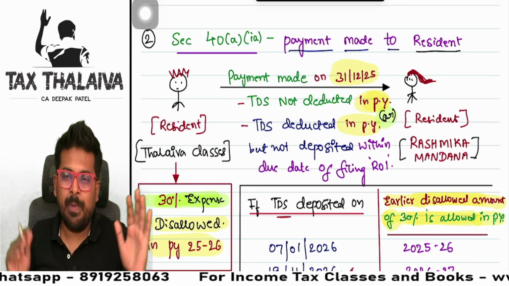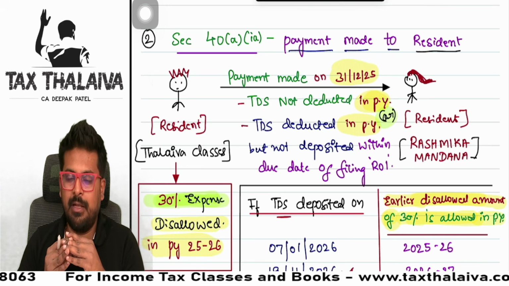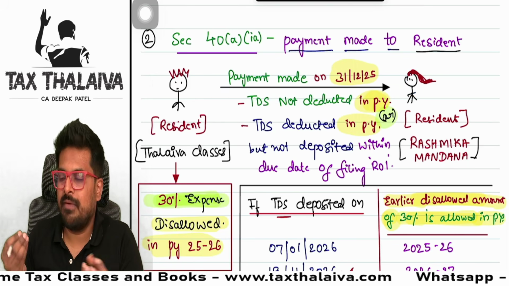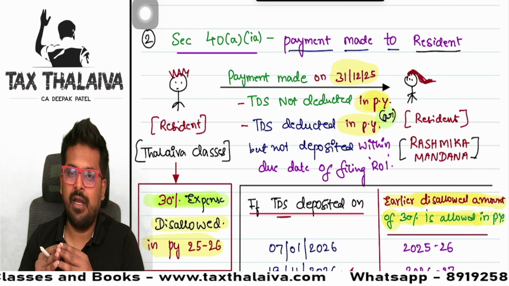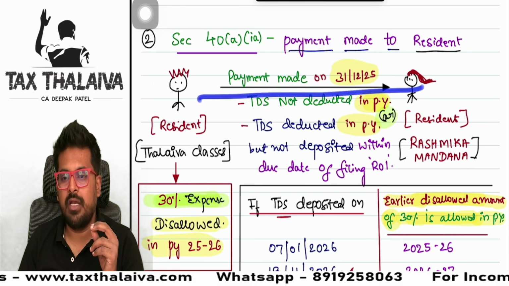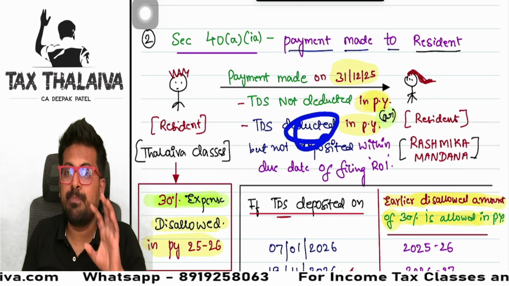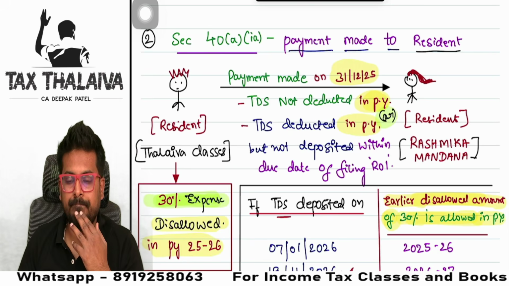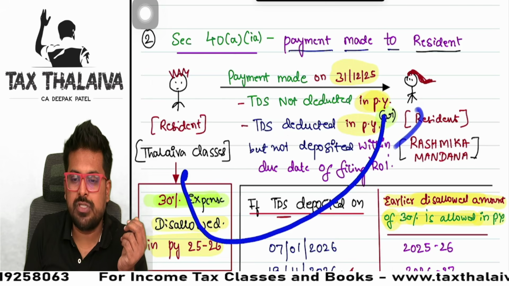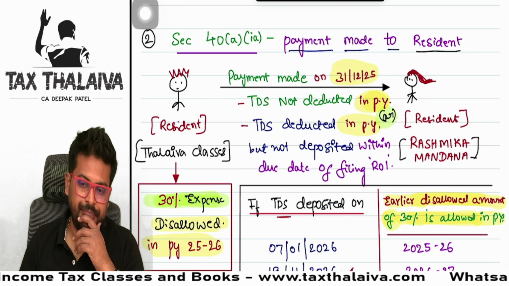Let's say, for example, Thalaiva Classes. Students requested, sir, Rashmika Mandanna is very beautiful. She dances really well, sir. Can we call her for our annual day celebrations? So I approached Rashmika Mandanna and told her, madam, please come for our annual day and dance. We will pay you this much amount. And when I made the payment, either I did not deduct the TDS or I deducted the TDS but did not deposit with the government. In that case, 30% of the expenditure which I want to claim in my books of accounts as annual day expenses, I cannot claim.